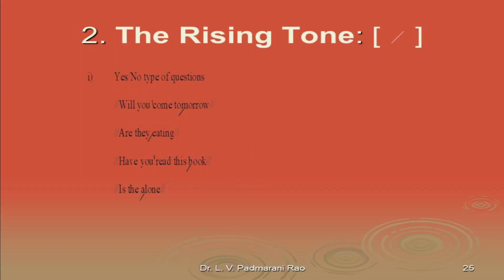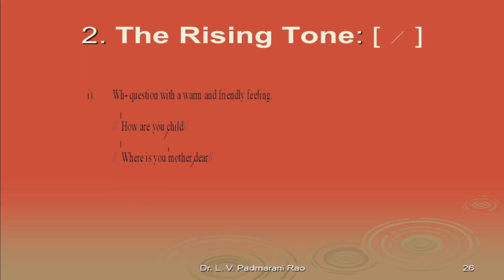The second place where the rising tone is received is yes/no type of sentences. All WH type of sentences normally will receive the falling tone. What is your name? Where are you going? Etc. But the yes/no type of sentences, which begin with the helping verbs, will receive the rising tone. As you could find in the examples: Will you come tomorrow? Are they eating? Have you read the book? Are they alone? Is he alone? So in all these examples, we could find that a rising tone has been given because they belong to the yes/no type of category.